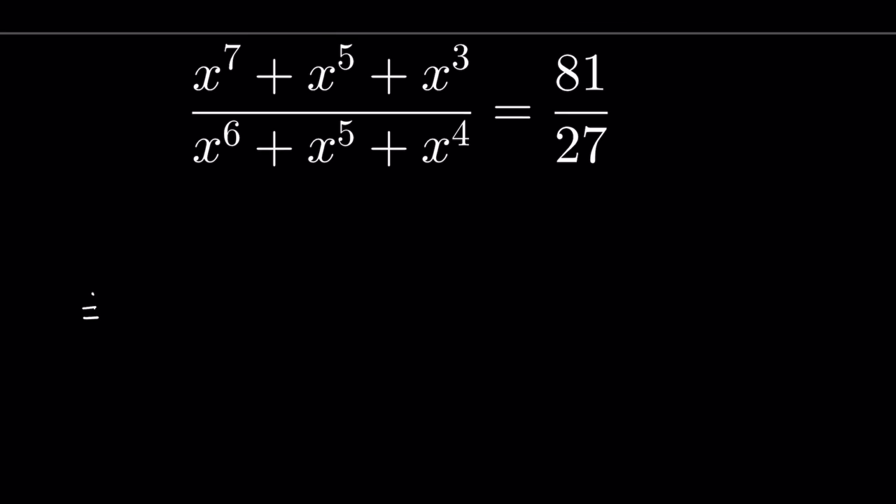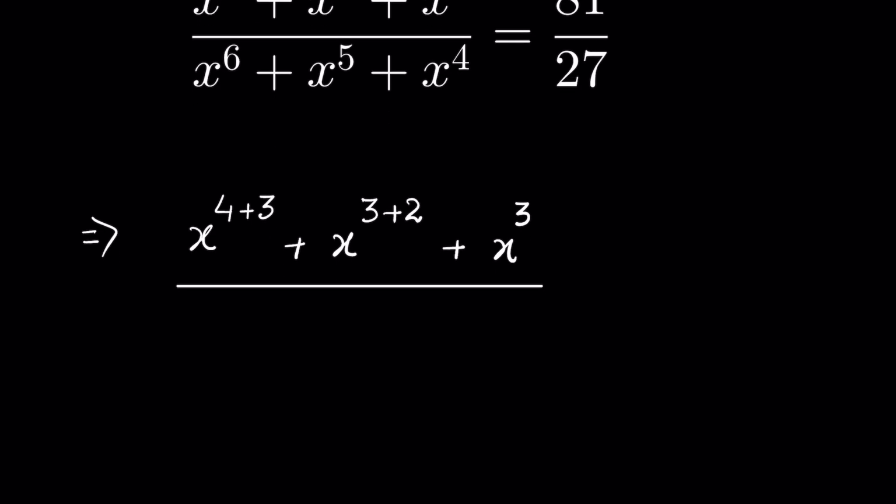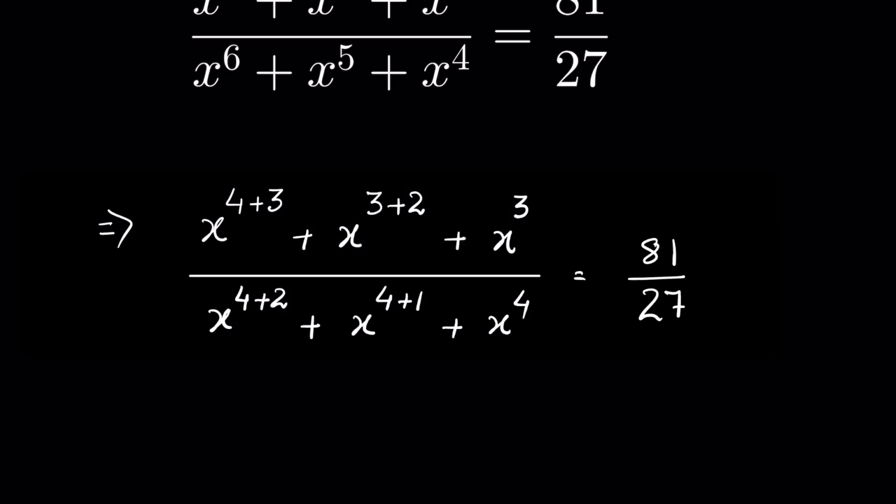So let's try. x to the power 7, this we can write as x to the power 4 plus 3, x to the power 5 as x to the power 3 plus 2, plus x to the power 3 as x to the power 3, then upon x to the power 6 as x to the power 4 plus 2, plus x to the power 5 as x to the power 4 plus 1, plus x to the power 4 is equal to 81 upon 27.